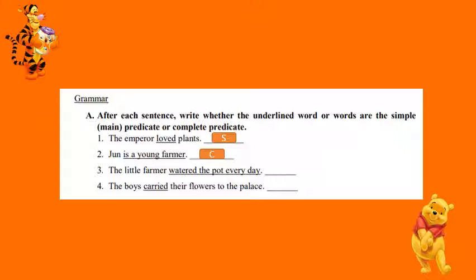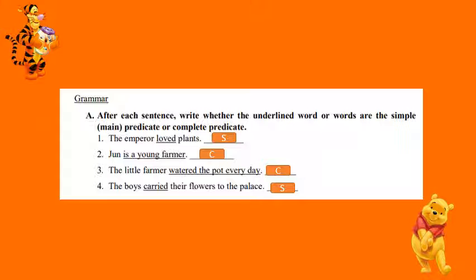Three, the little farmer watered the pot every day. Watered the pot every day. It's also obvious here, I think, that we have the verb watered and the complement. Here we have a complete predicate. The last one, the boys carried their flowers to the palace. Carried, the main verb, is the only word underlined here, so it is the simple predicate. I think now it's clear for you when we say that we have a simple predicate and when we say that we have a complete predicate.